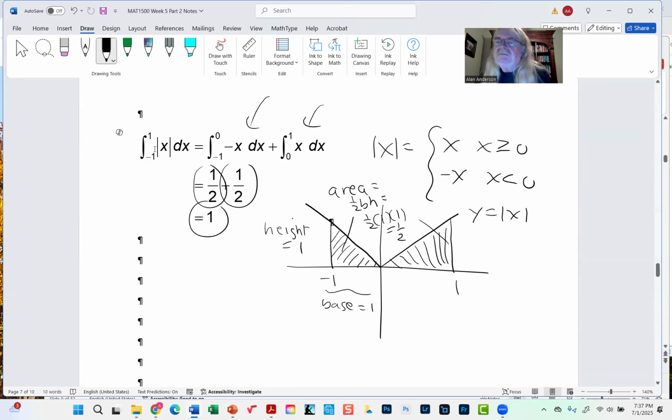Integrating an absolute value, I'm not sure if there's any formulas for that. So they're saying, well, don't worry about it. Break it up into two pieces, the positive region and the negative region, and integrate them separately and then add them up. So it's a perfect example of how this approach can simplify our results.